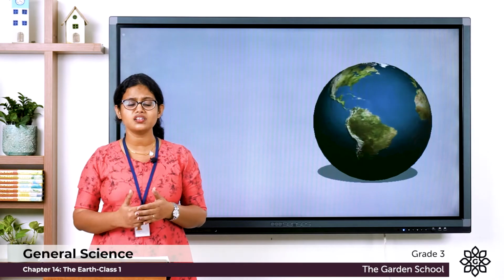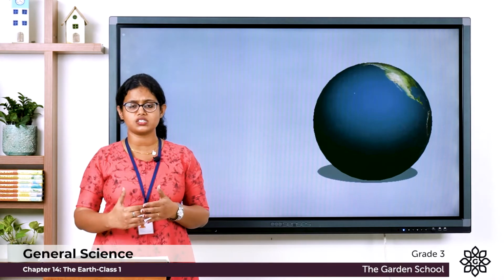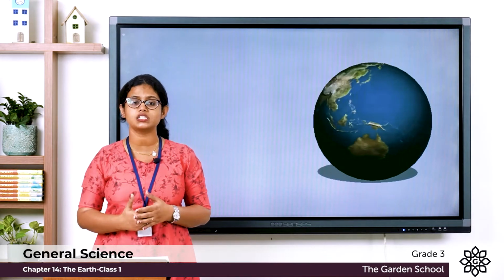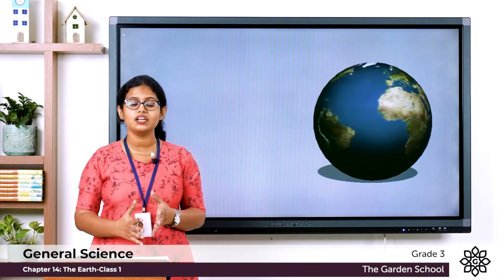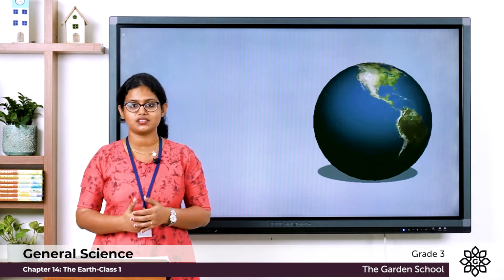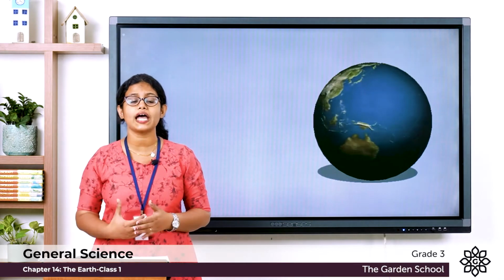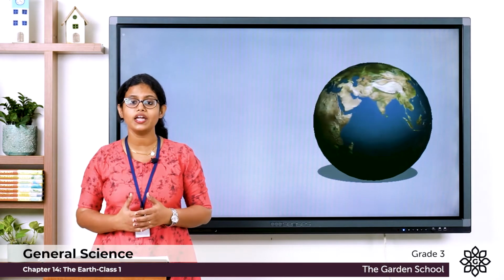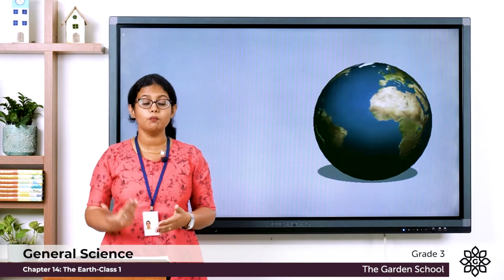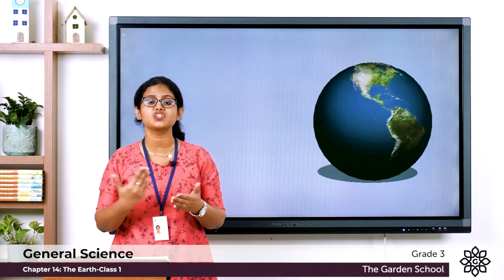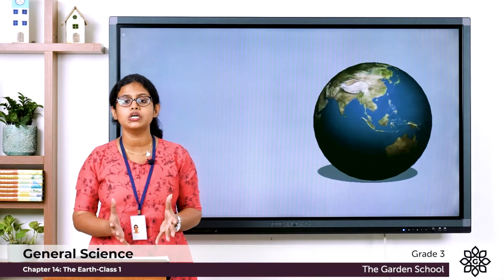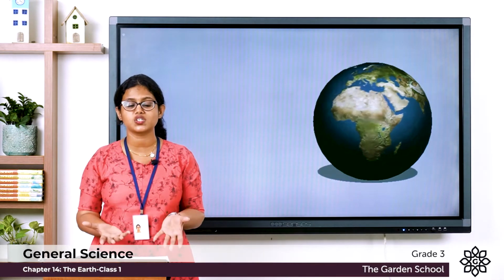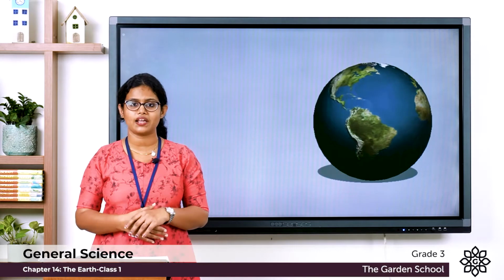Then we know that most of the Earth's surface, that is the major part of the Earth's surface, is covered with water. So we call it the blue planet. So Earth is called the blue planet. Why? Because there is more water than land on the Earth. The major part of the Earth is covered with water. So it is called the blue planet.